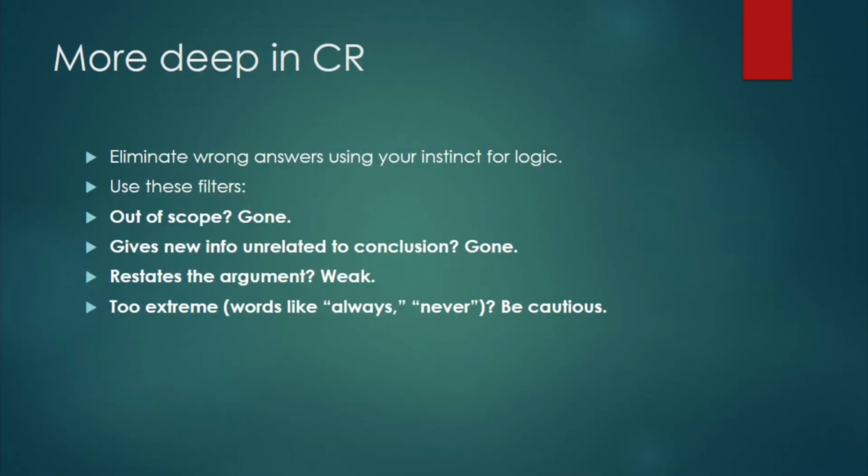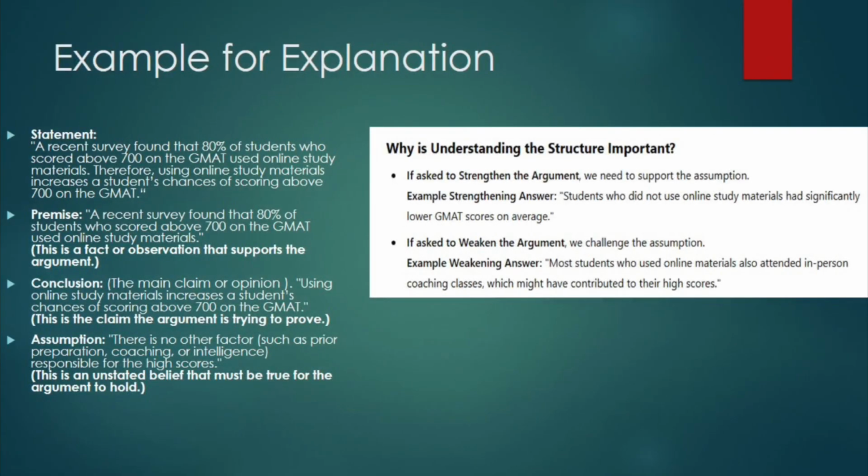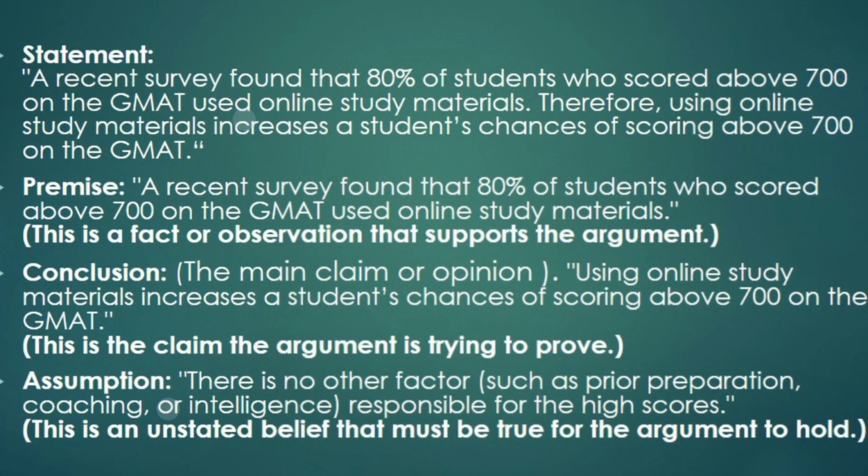I always advise my friends to start with critical reasoning and get acquainted with the terminology used by the GMAT. In that, you can use this filter: out of scope, gives new information, restates the argument, and two extremes. Now we just see the structure, that is the structure of the statement or question stem. It will have a premise directly stated, a conclusion directly stated, and an assumption which connects the premise and the conclusion. That will be implicit, not explicitly stated.